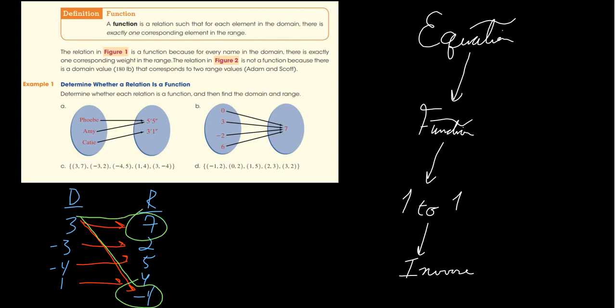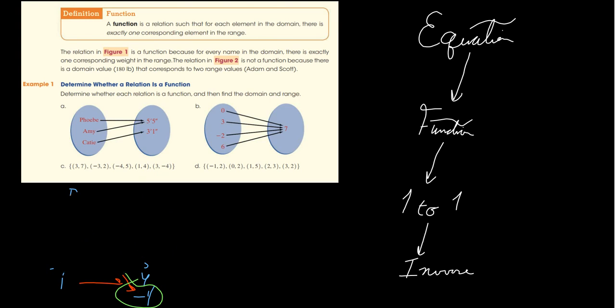Okay, since that 3 is going to 2 separate values, I can tell you that C is not a function, because the definition up here reads that for each element in the domain, there is exactly one corresponding element in the range. So it only goes to one element in the range, but as we see, the +3 goes to 2 separate values, so C does not express a function.